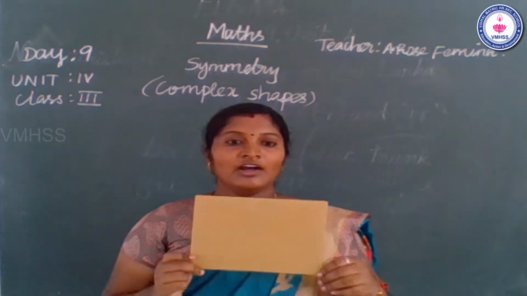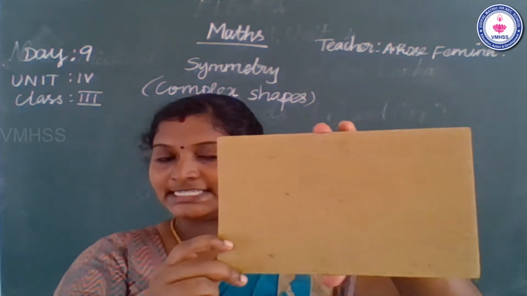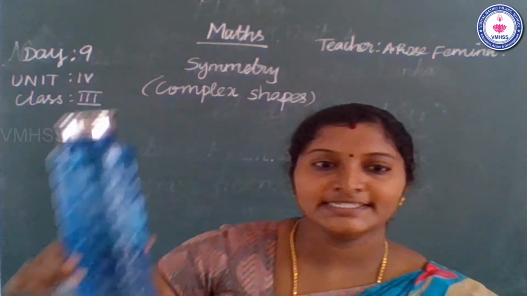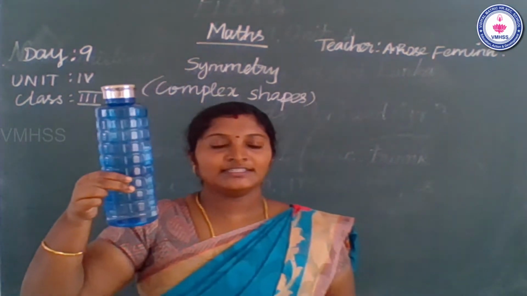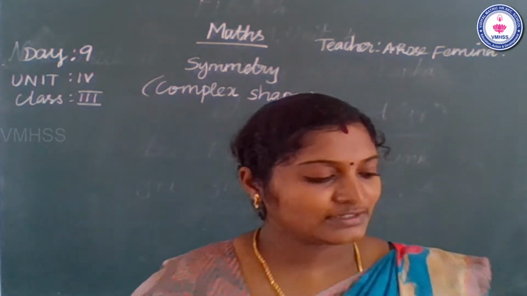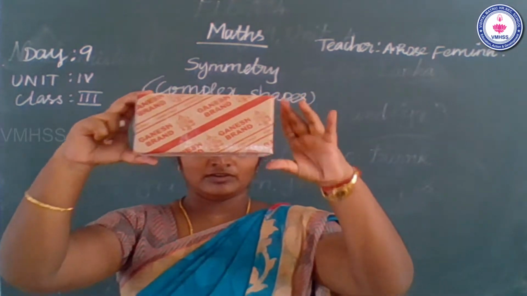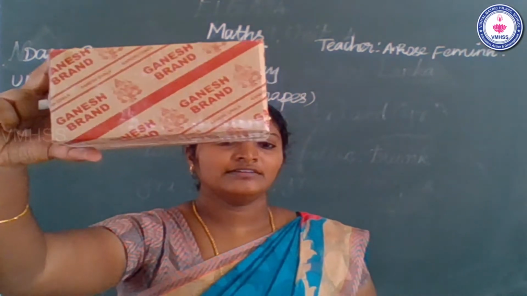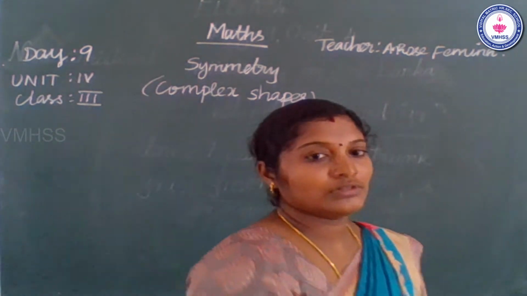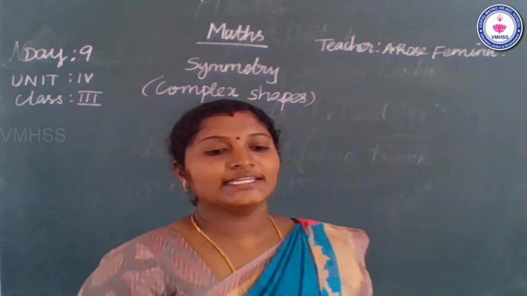Students, what is this shape? This is rectangle. Okay. So, what is this shape? This is cylinder. Okay. So, what is this shape? Cuboid. See that? This is cuboid. Now, let's see about complex shapes. See the slide.